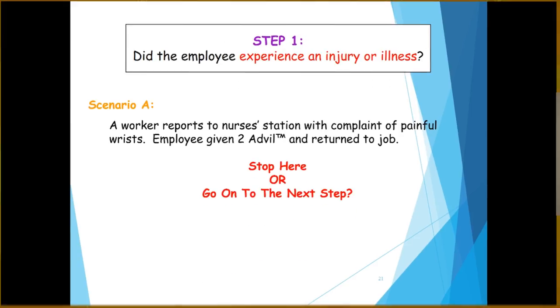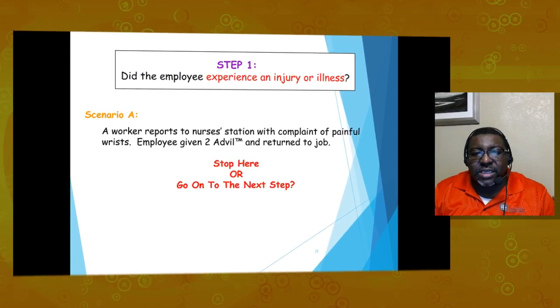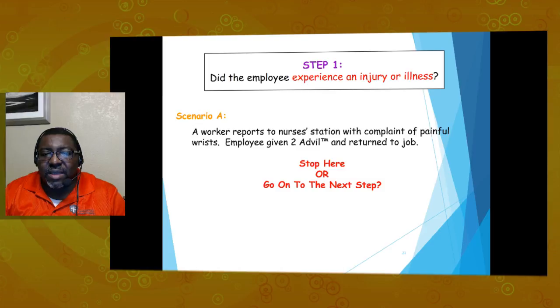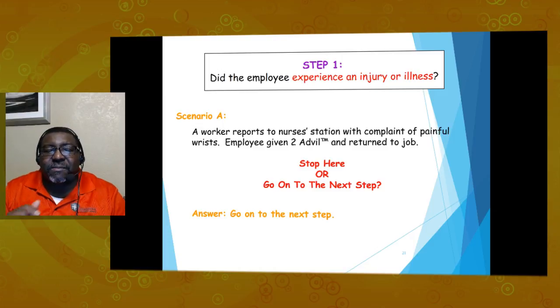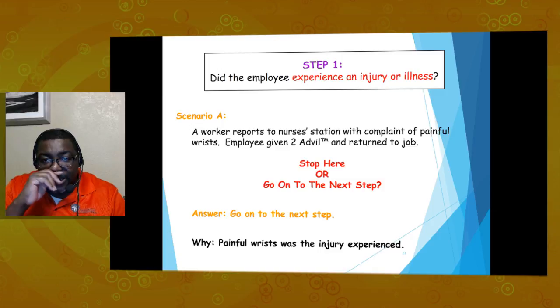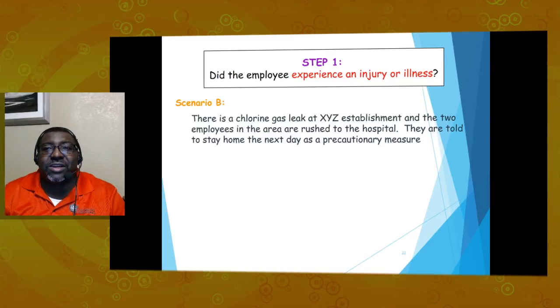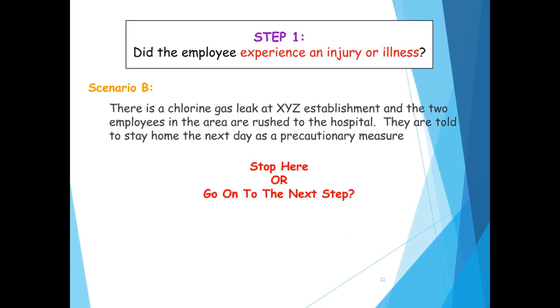The first example they give is a worker reporting to a nurse's station with a complaint of a painful wrist. The employee is given 2 Advil and returned to the job. What do you do? First you're trying to determine, did the person experience an abnormal condition? Yes, a painful wrist is abnormal. You're not supposed to have pain in your wrist. So you're not putting it in a log yet, but you're trying to determine if there is an injury or illness.